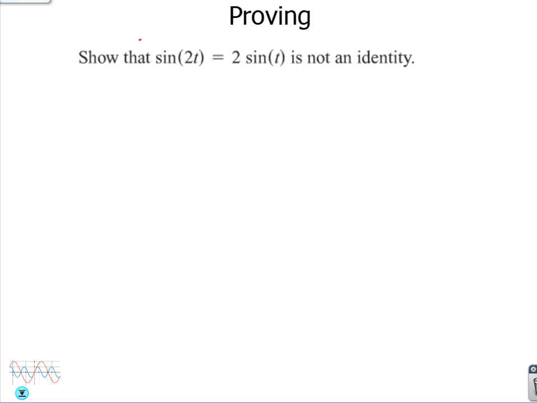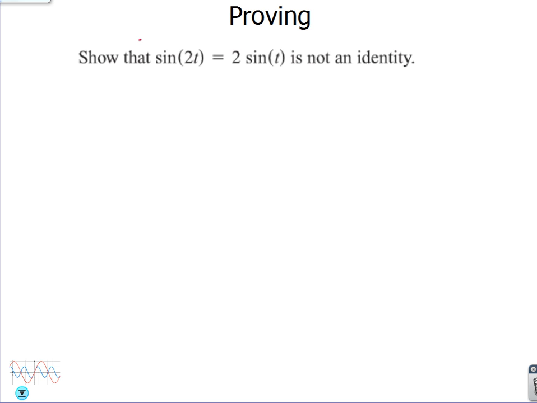Proofs. You thought that once you got out of geometry, you were done with proofs forever? No, let's do some proofs. These proofs are not going to be near as bad as your geometric proofs. What I want to show here says: show that the sine of 2t equals 2 times the sine of t is not an identity.